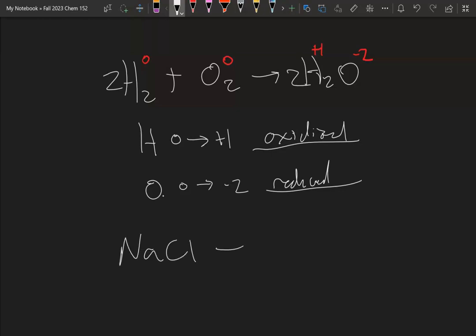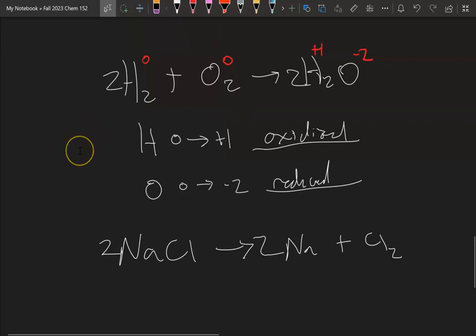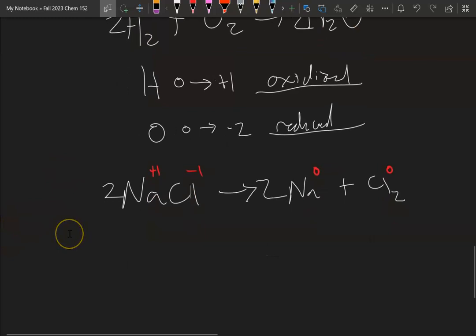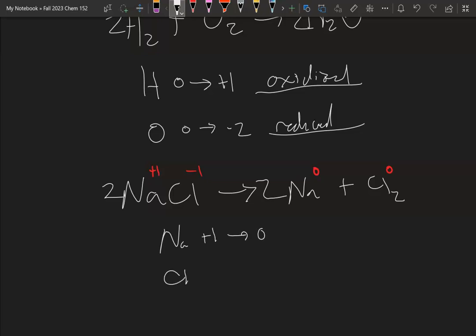So let's say we have NaCl. NaCl will break down to form sodium plus chlorine gas. And so again, we are going to look at the oxidation state for each of the elements. So find the ones that are by themselves. That's sodium and Cl2, which are both on the right, and they're both 0. And then you go back to the reactant and say, well, sodium is in group 1A, it's +1, and Cl is in group 7A, so that's -1. So the sodium goes from +1 to 0, and the chlorine goes from -1 to 0.